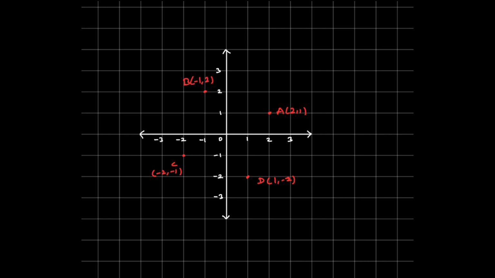Now we join these 4 coordinates. So the next question is whether ABCD is a square. From the diagram, we have to find out whether ABCD is a square or not. Can you explain why? What is the area of the square? So we have to find out whether these 4 coordinates form a square or not, and then explain why. Then, what is the area of the square?